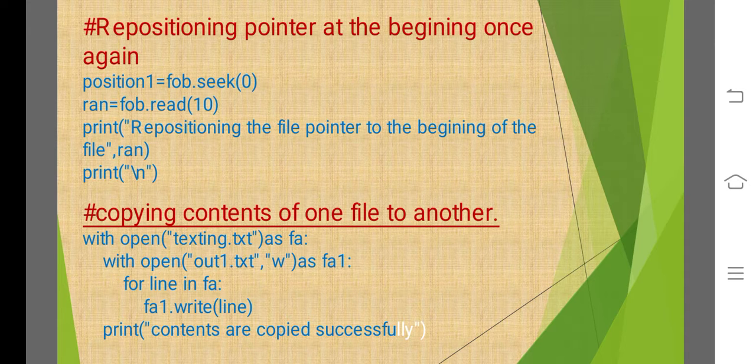ran = fob.read. After reading, it brings to the 10th position, meaning ran equals 10, position equals 0. Now print repositioning the file pointer to the beginning of the file, ran. That means it shows 10 as the output, because ran is 10.